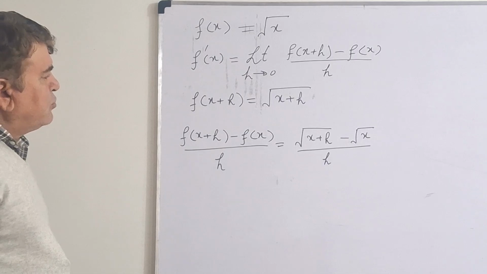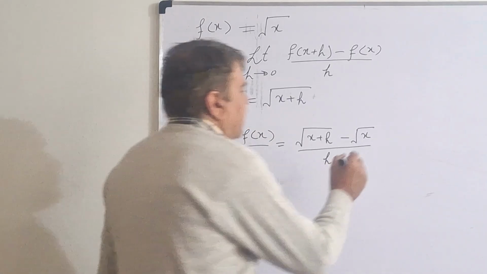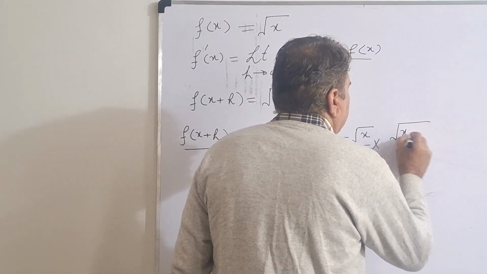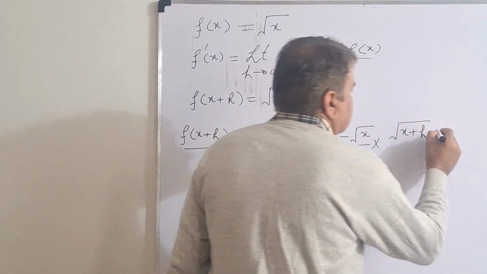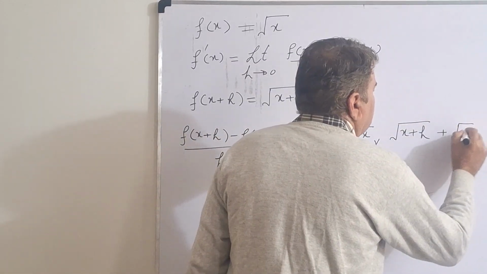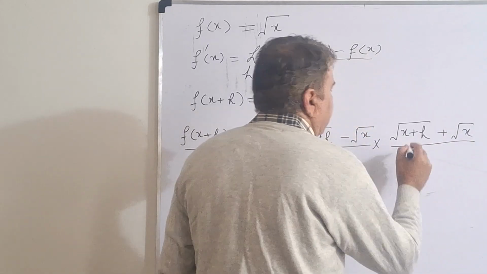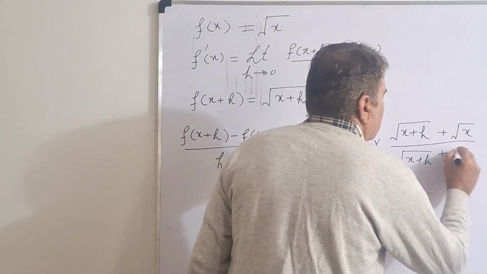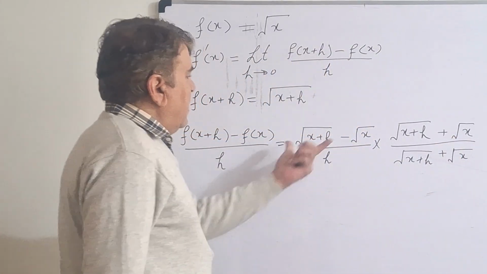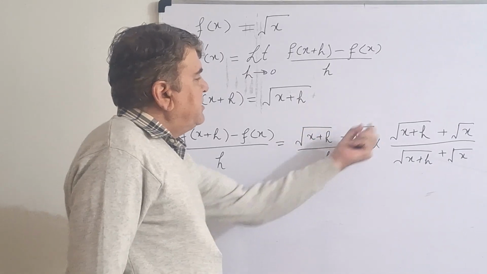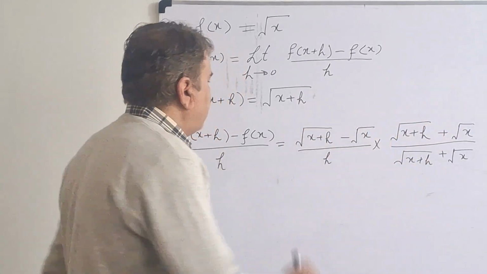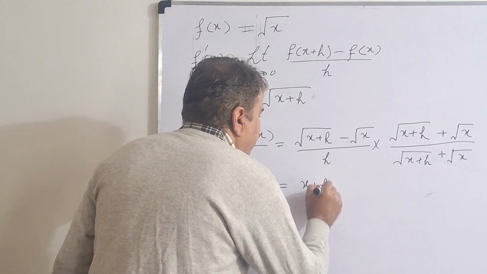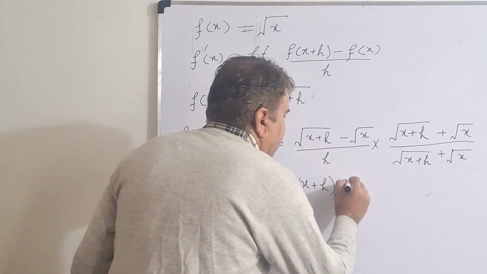Okay. In order to rationalize the numerator, I multiply this by square root of x plus h, this plus, and then square root of x, and then divide by the same thing. So I write square root of x plus h plus square root of x. Now I have a minus b times a plus b. So if I use that formula, I can write this as the square of this thing, x plus h, minus x.